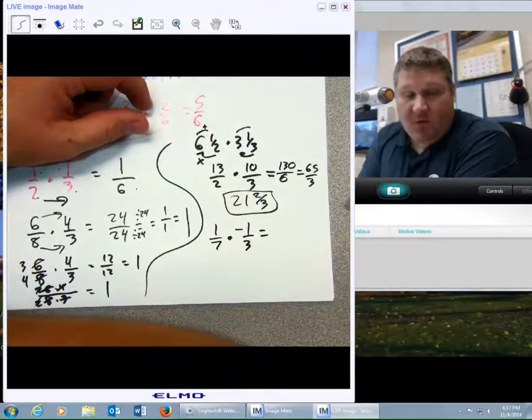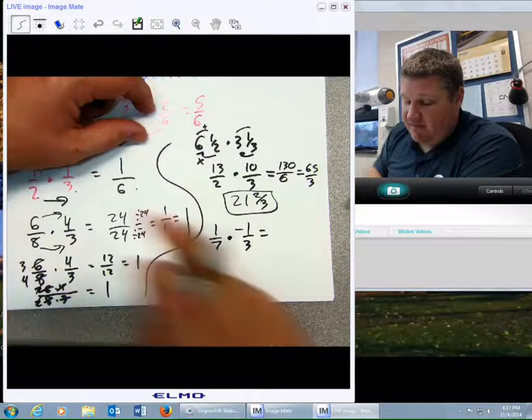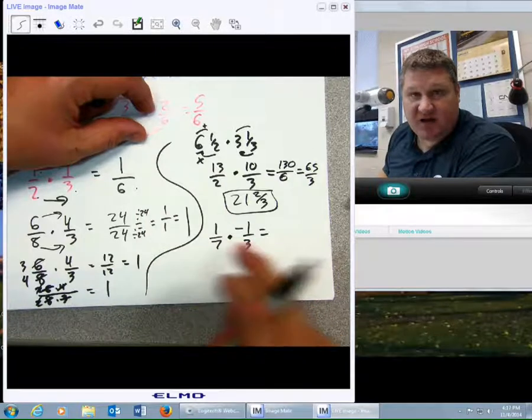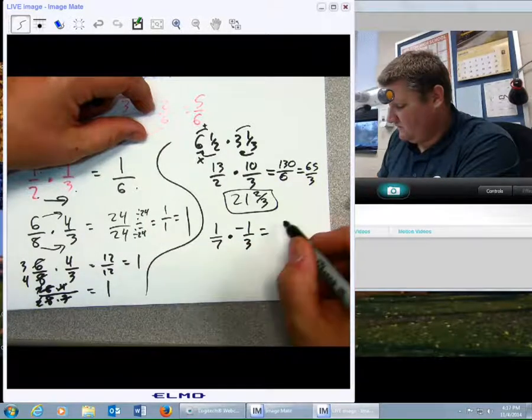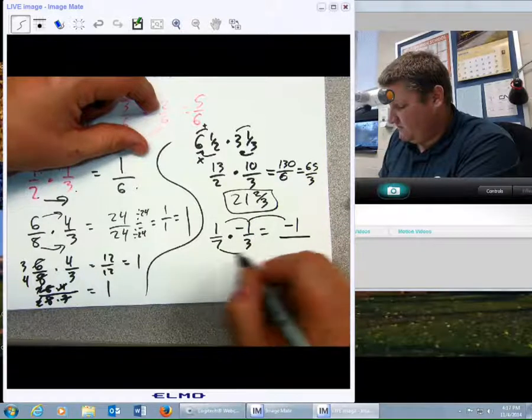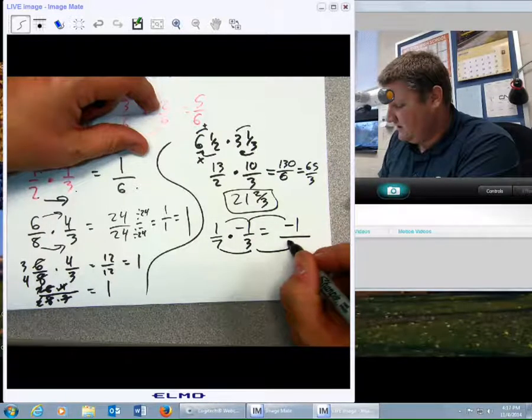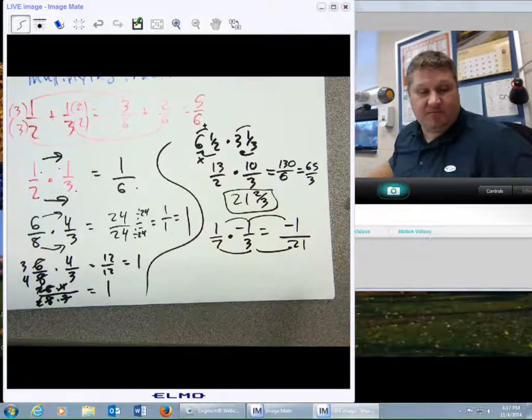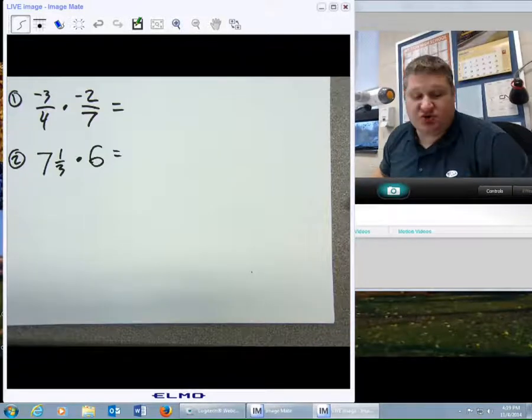Now, if I'm multiplying here again, let's take 1/7 times negative 1/3. Well, 1/7 times negative 1/3, I have a positive times a negative. If I have a positive times a negative, that means the answer is going to be 1 times negative 1, negative 1. 7 times 3, positive 21.